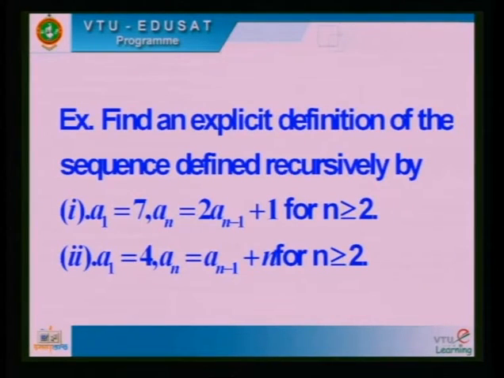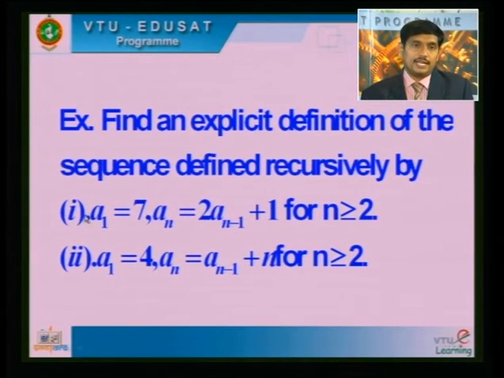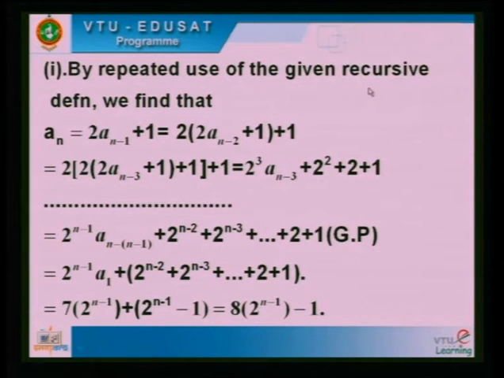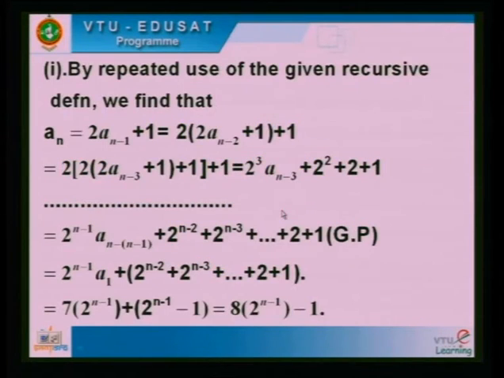The next type of problem: find an explicit definition of the sequence defined recursively by. The first one is a1 equals 7, the first value is given, and a_n equals 2 times a_{n−1} plus 1 for n greater than or equal to 2. Here I will show the first one. The second one is similar, you can do it yourself. The first problem, by repeated use of the given recursive formula. Here a_n equals 2 times a_{n−1} plus 1.